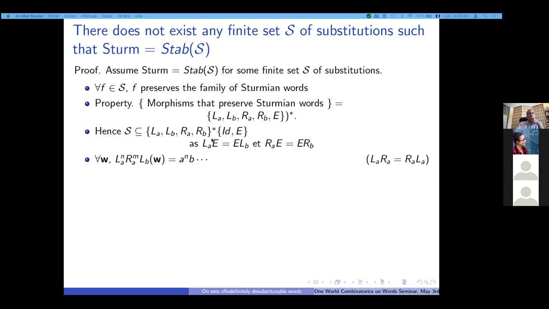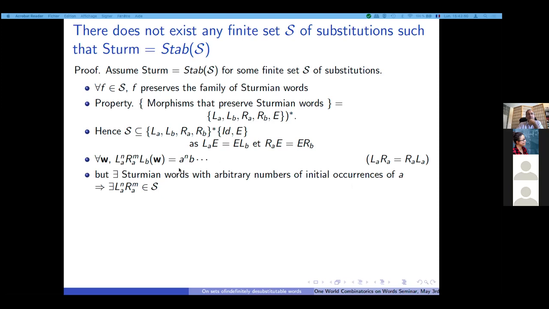Now it is important to see that if you consider any word W, even one that is not Sturmian, this is of no importance here, and if we map this word W using first LB and a power of RA and a power of LA, then the image we obtain starts with the prefix A to the power N, B. And it is interesting to note that any morphism obtained by concatenation of LA and RA can be of this form, since you have this relation. But now there exist Sturmian words with arbitrarily many initial occurrences of A. So this power of A here can be arbitrarily long in Sturmian words.